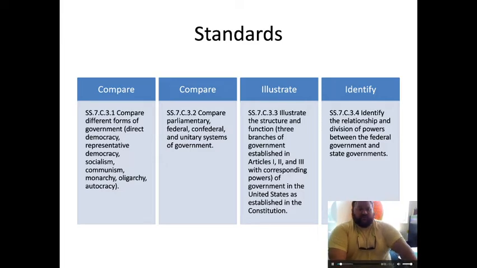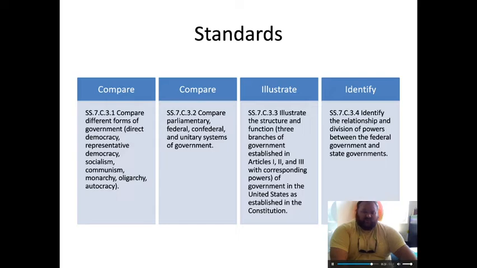Our standards are from 3.1. We're going to compare different forms of government, including direct democracy, representative democracy, socialism, communism, monarchy, oligarchy, and autocracy. We want to compare parliamentary, federal, confederal, and unitary systems of government. Additionally, we need to illustrate the structure and function of the 3 branches of government established in Articles 1, 2, and 3 with corresponding powers of government in the United States as established in the Constitution.